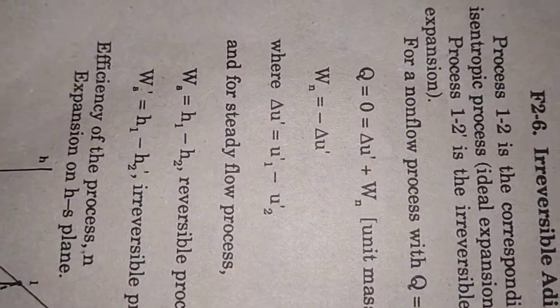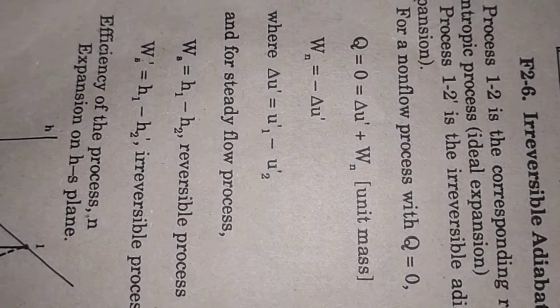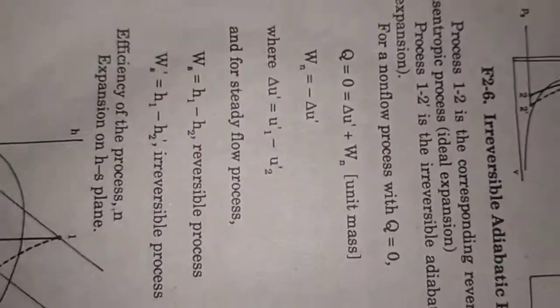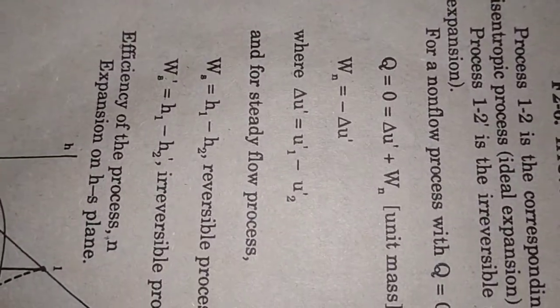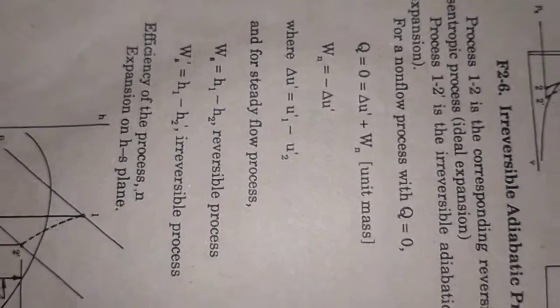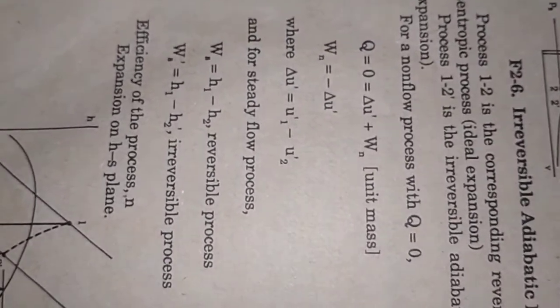Then for the irreversible process, what is added is the efficiency. In your irreversible process, Q is still 0, and the formulas are almost the same. Work non-flow is just equal to the negative of the change in U, but using U prime, where U prime is the change in U1 to U2 using the primed value.